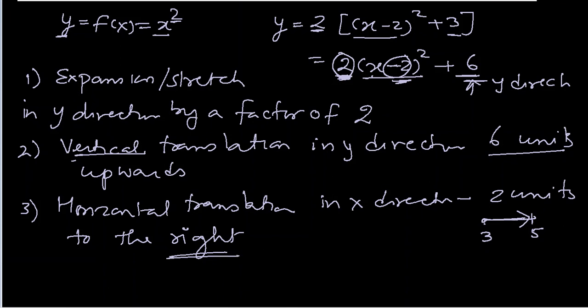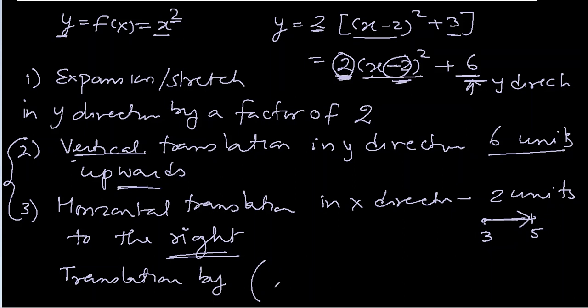In case you want to combine these two, in place of these two you can write translation by 6 units up, right? So it will be 6 units in the y direction, and 2 units to the right, so it will be (2, 6). That's what it will be.